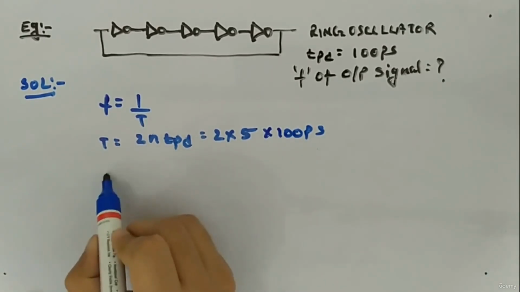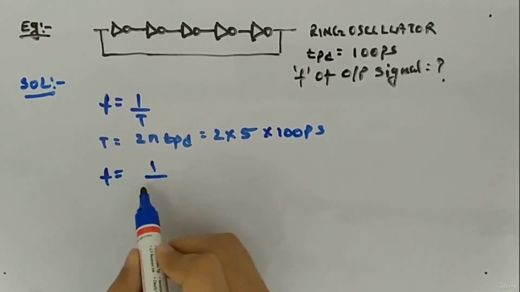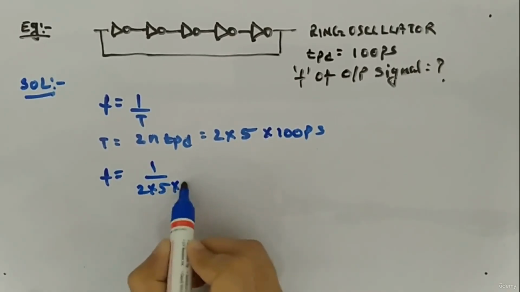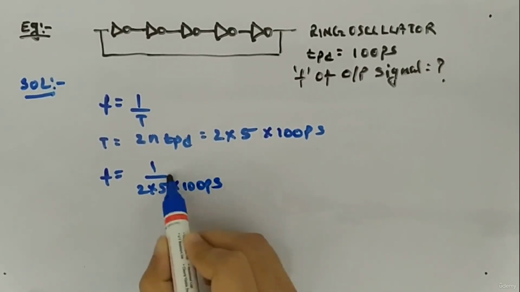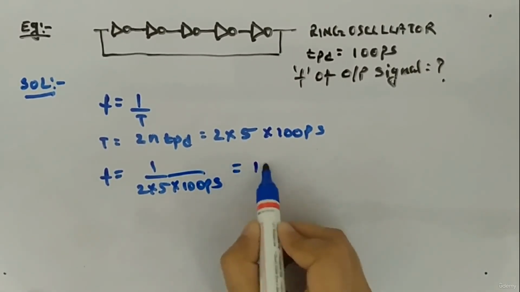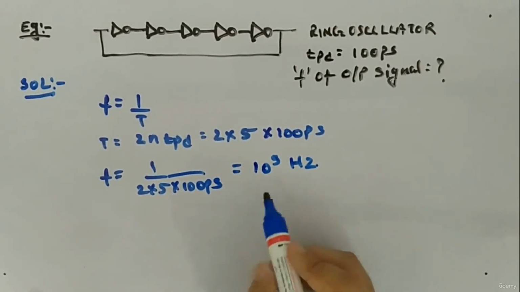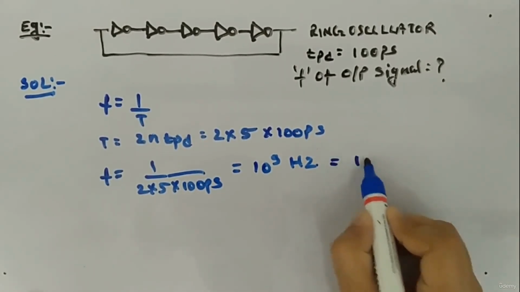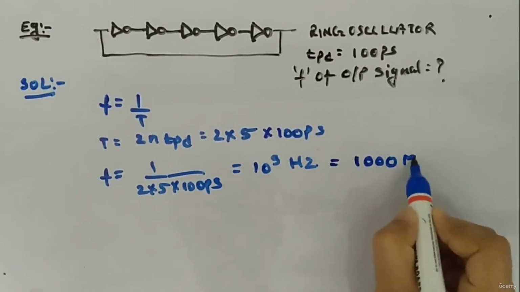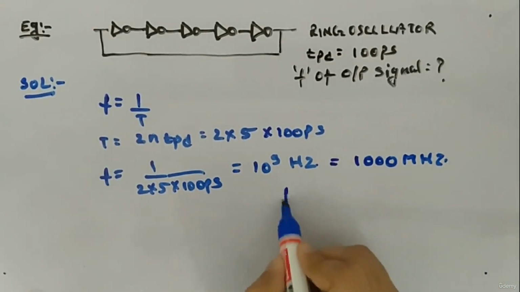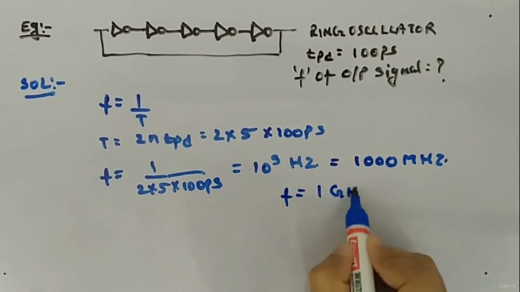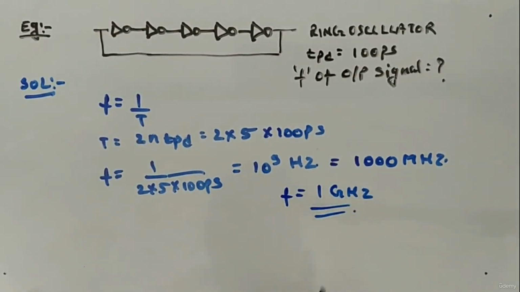Okay, so F will be equal to 1 upon this T, that is 2 into 5 into 100 picoseconds, and this will give you 10 to the power 9 hertz. Or you can write it in this fashion as well, F is equal to 1 gigahertz. This will be the answer. Just one extra point, you can also include that F is equal to 1 by T, and you can apply it. Simple example.